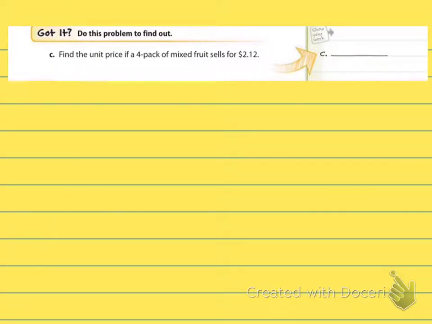So on this one here, it says find the unit price if a 4-pack of mixed fruit sells for $2.12. So I would like for you guys to go ahead on your paper, go ahead and label it example C, and I want you to set this up as a rate, and I want to see your division work on this one so I can see that you've actually worked out the full problem and not just copied my answers that I know a few people unfortunately do. All right, go ahead and pause your video and work on this now.